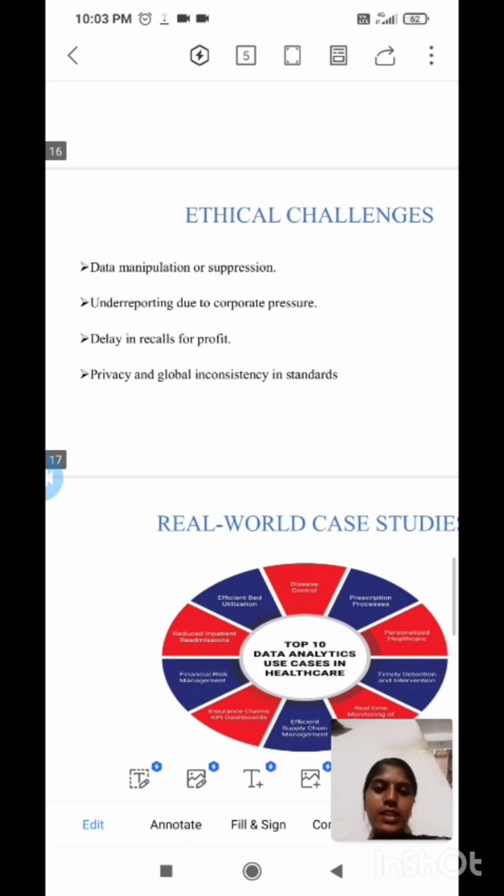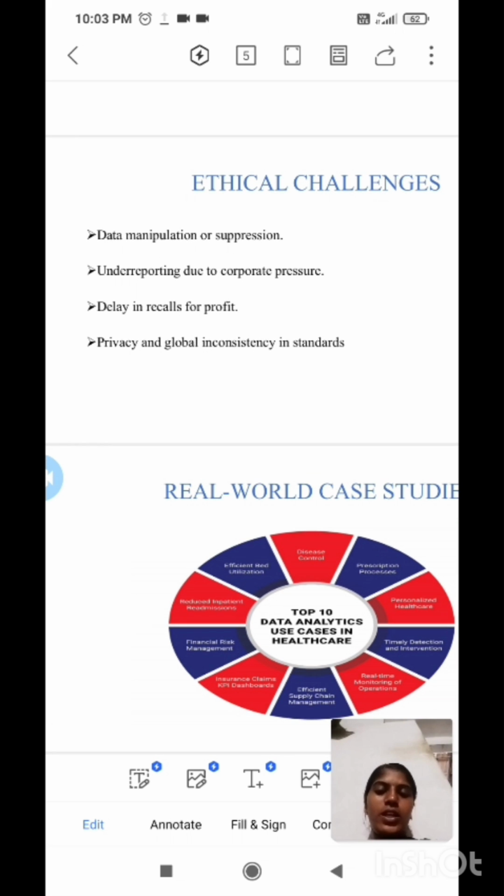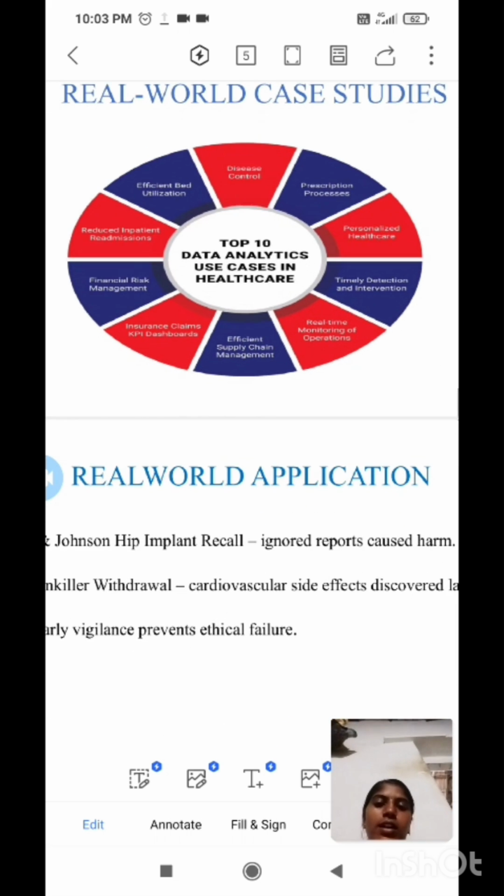Then ethical challenges. What ethical challenges should we look at when developing a new product? Data manipulation, underreporting due to corporate pressure, delay in recalls for profit, privacy, and global inconsistency in standards. These types of ethical challenges are seen in every hospital and every industry. Data manipulation and underreporting mean doing some other things in industries.